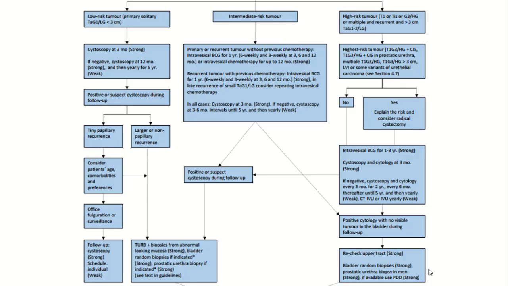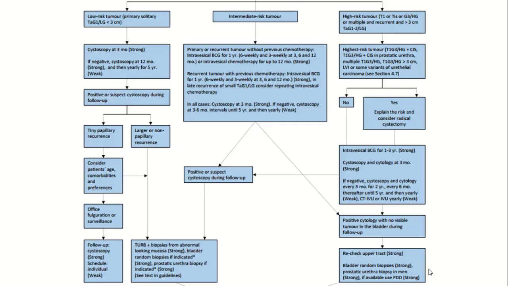After the biopsy report is in our hand, we will see the three types. Low risk tumor, which is solitary, less than 3 centimeter, Ta, grade 1 or low grade: we will give the single instillation of chemotherapy, and we will follow the patient continuously with cystoscopy every 3 months. If the cystoscopy is negative at 12 months, then we will go to yearly cystoscopy to see the recurrence of growth. In the intermediate risk group, primary or recurrent tumor without previous chemotherapy, we will give intravesical BCG for 1 year, 6 weekly and 3 weekly, then at 3, 6 or 12 months.